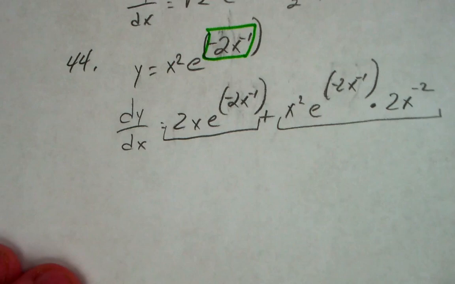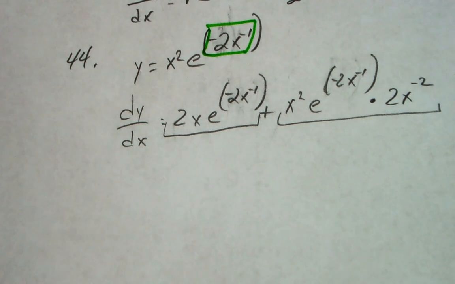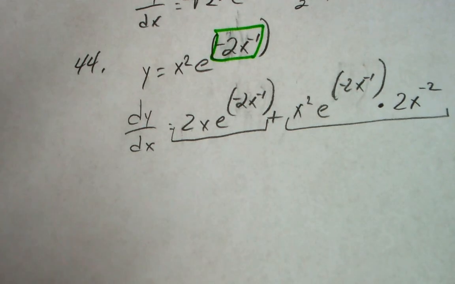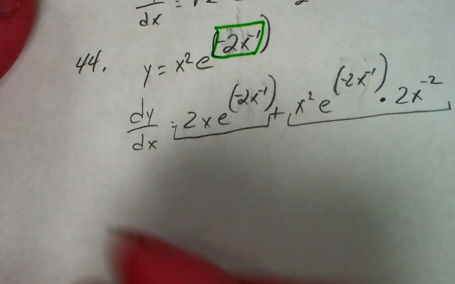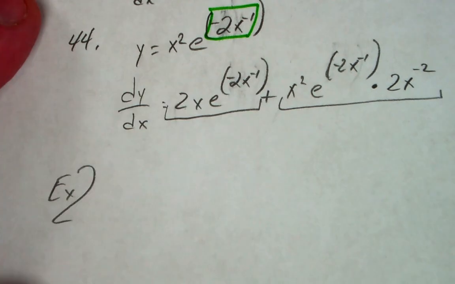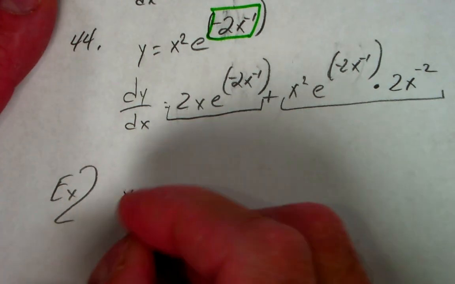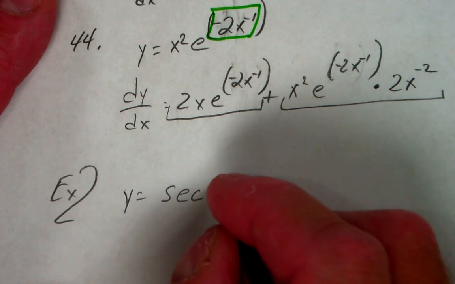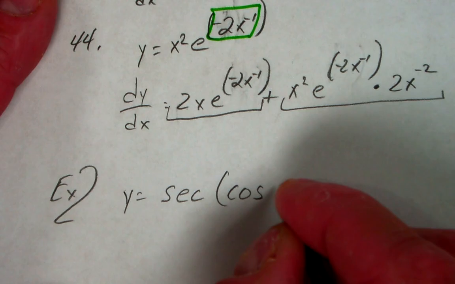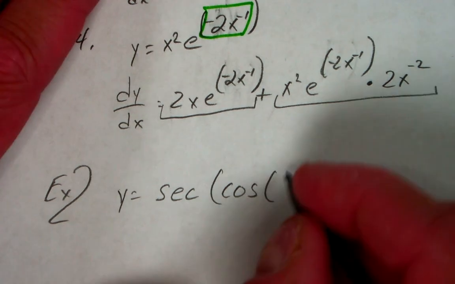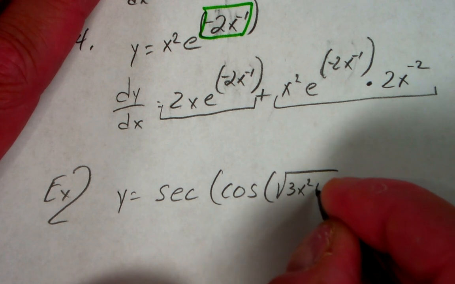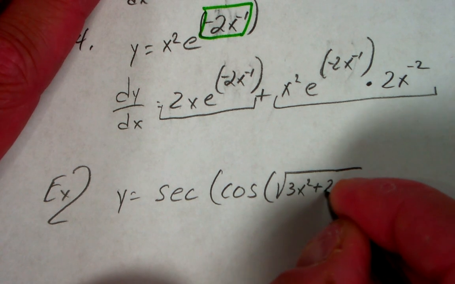You guys, this is what I'm liking, because the stuff we do at night should be challenging enough that you come back with some questions each day. Let's try this example. Let's do y equals secant of cosine of the square root of 3x squared plus 2x plus 1.